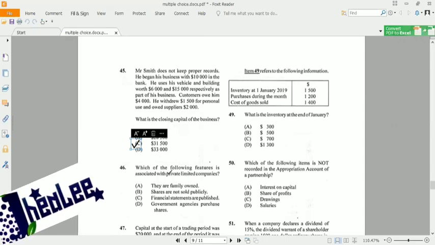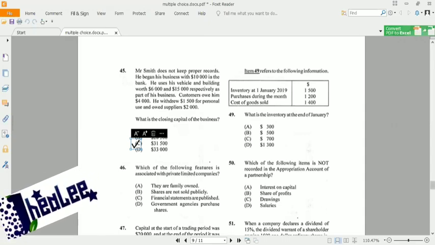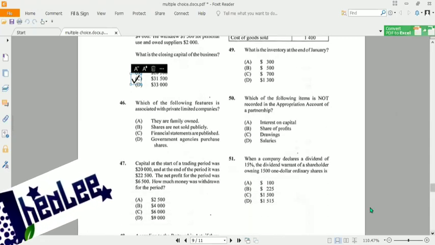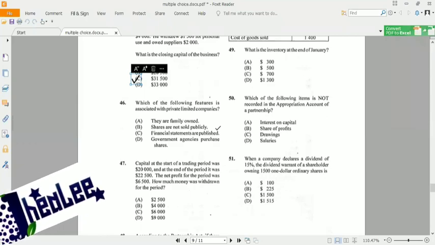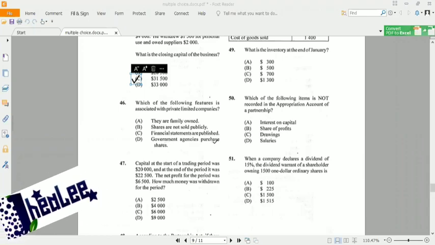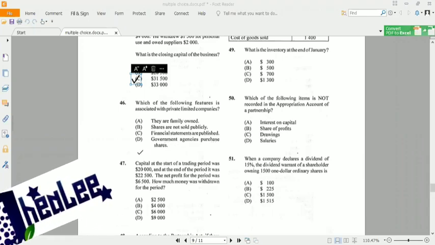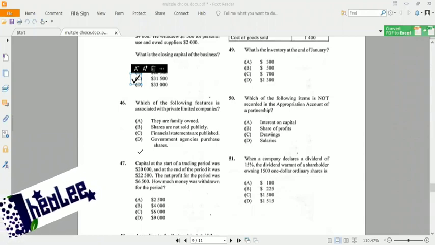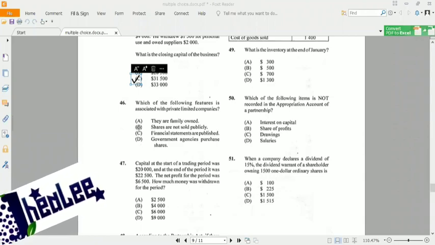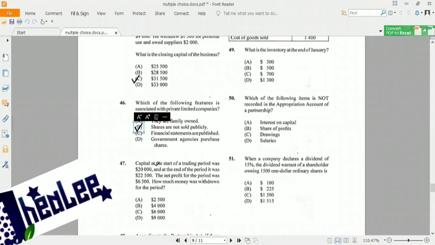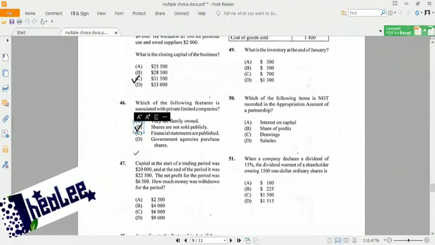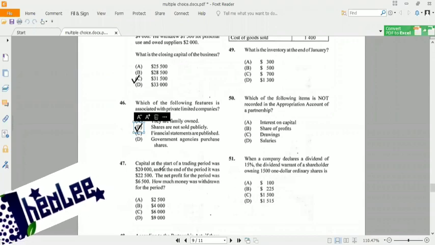Which of the following features is associated with private limited companies? Private limited companies are fully owned, family owned, and shares are not sold publicly. Financial statements are published, government agencies purchase shares. Which one? The response is B, the shares are not sold publicly. Lovely. Sure, Shanice. That's a yes to your response, Shanice.